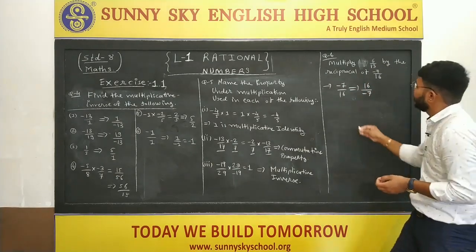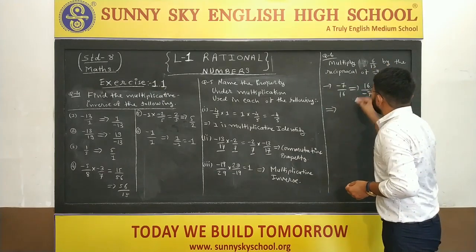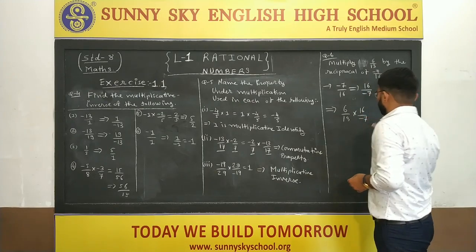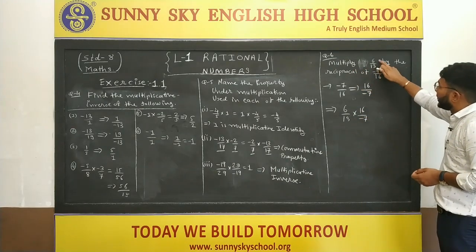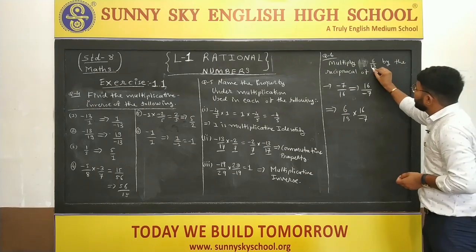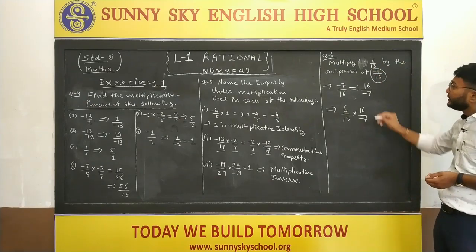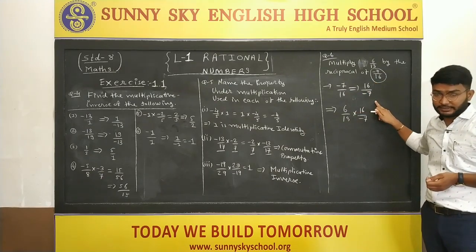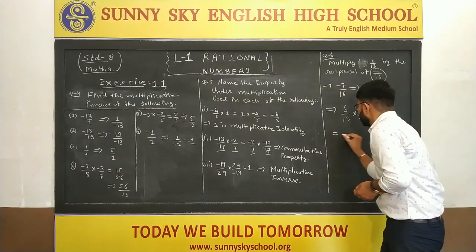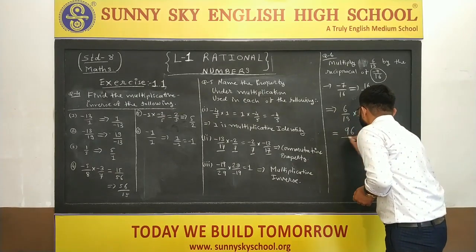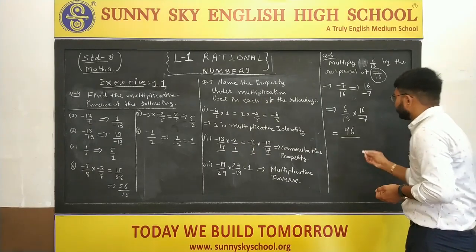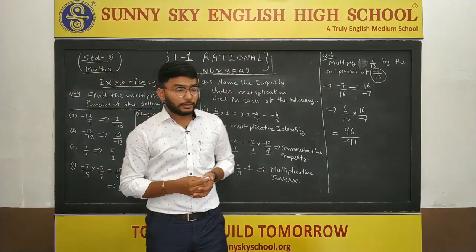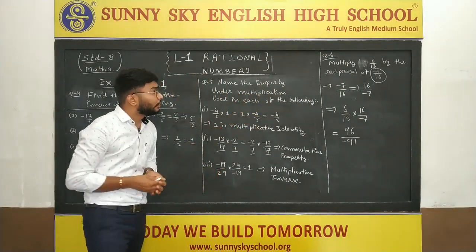Now do the multiplication. What is the question given? 6 by 13 multiplied by 16 divided by minus 7. Multiply 6 by 13 by the reciprocal of minus 7 by 16. Therefore, first we find the reciprocal of minus 7 by 16, which is 16 by minus 7. Now do the multiplication here. 16 sixes are 96, divided by 13 sevens, minus 91. That is our answer. Our question number 6 is also completed.